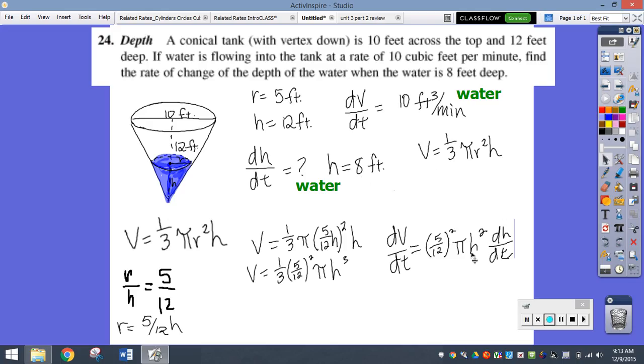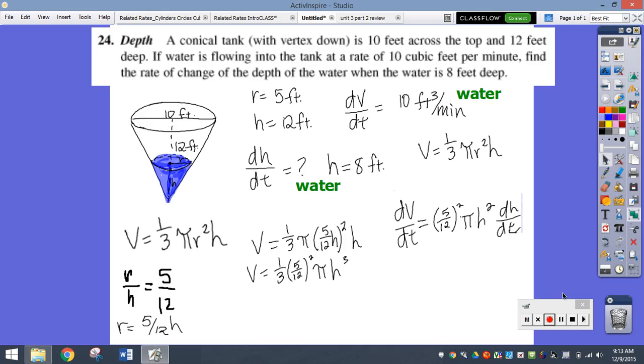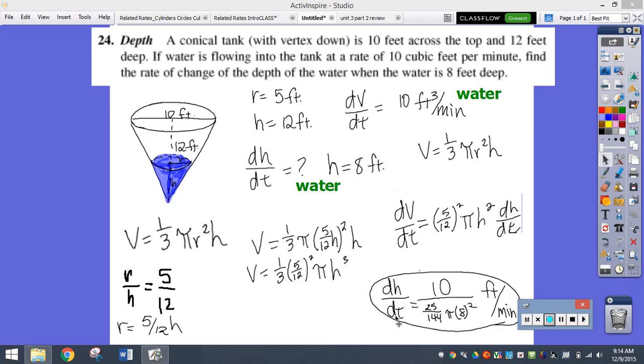Okay, so plugging in all those numbers and solving for dh over dt, my final result would be dh over dt equals 10 over 25 over 144 pi times 8 squared. And just to give you an idea of where that came from, because it's a very messy number, dV over dt would have equaled 10. You would have divided by these constants here. I squared 5 and 12 to get 25 over 144. And then remember, h was 8. And so you could also divide by that as well and get the 8 squared.